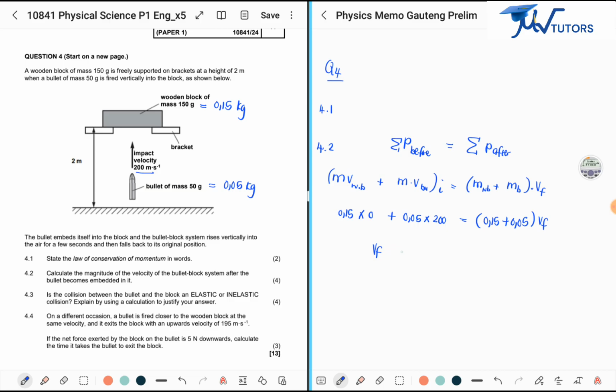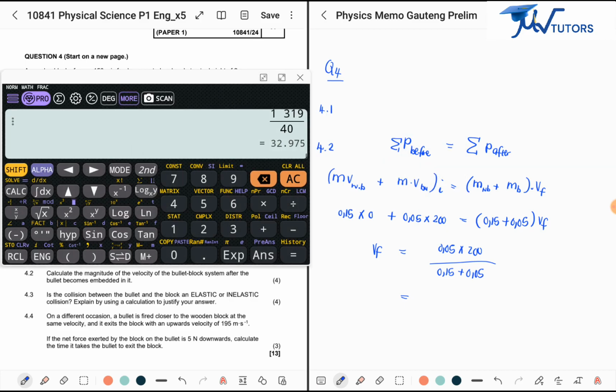So if I were to write this equation in terms of the velocity, I would say 0.05 times 200 divided by 0.15 plus 0.05, and we can then calculate what the final velocity of the system is. 0.05 times 200 divided by 0.15 plus 0.05, and we get our answer as the final velocity of 50 meters per second. Okay, it's the final velocity.